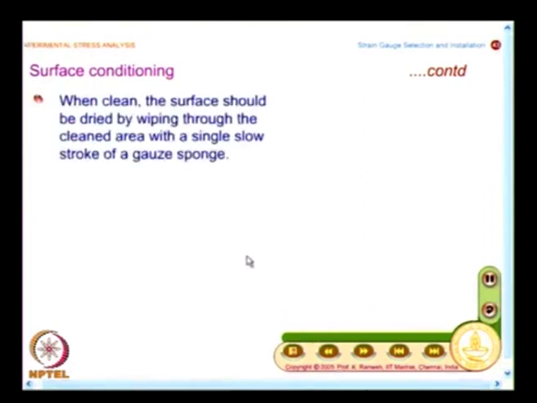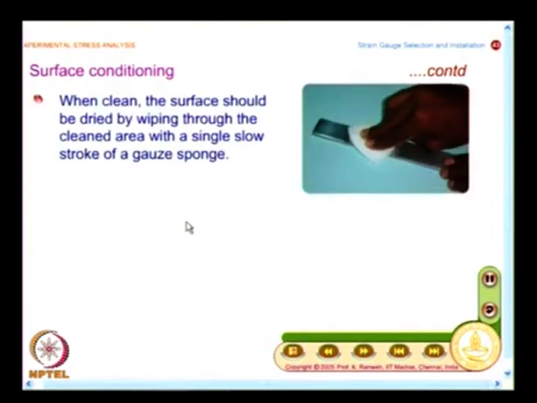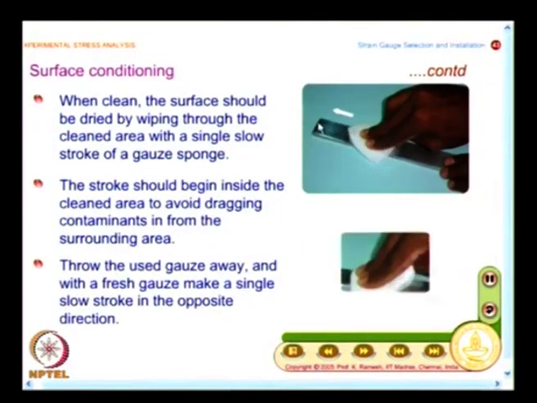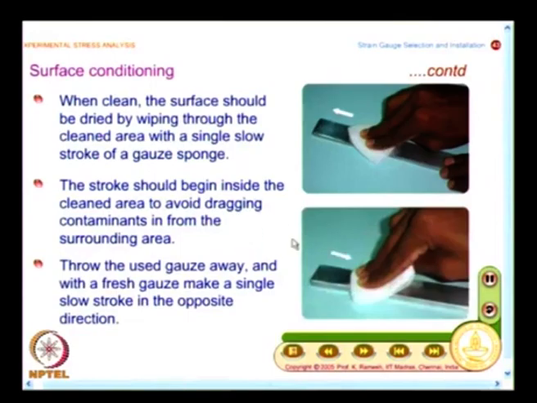There is also a recommendation how to wipe it. You should not wipe back and forth. The recommendation is to take one gauze sponge and wipe in one direction, then take another gauze sponge and move it in the other direction. So, you need to do this also meticulously.